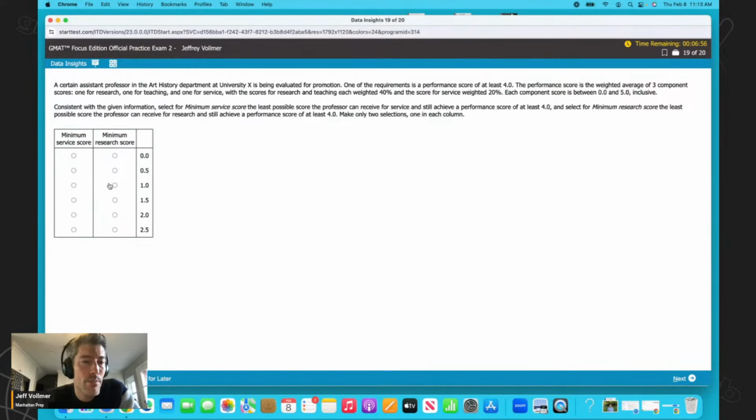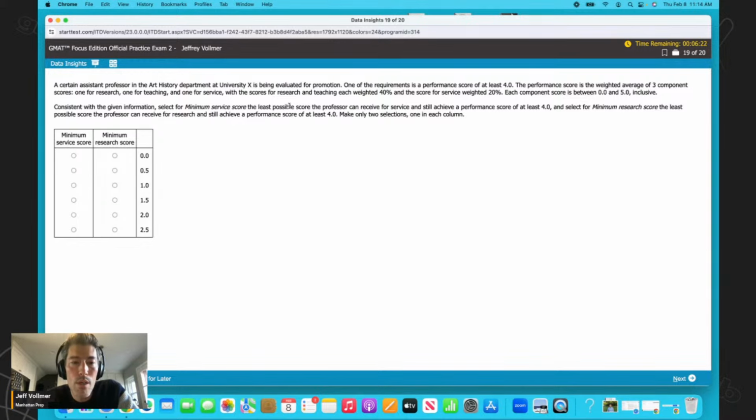All right, assistant professor. Why is it so detailed? Does this problem matter if it's an associate professor? It does not. Oh, maybe because they're going to get tenured. Okay, makes sense. One of the requirements is a performance score of at least 4.0. Performance score is a weighted average of 3 components: research, teaching, and service. Research and teaching are 40% each, service is 20%. Components are scored between 5.0 and 0.